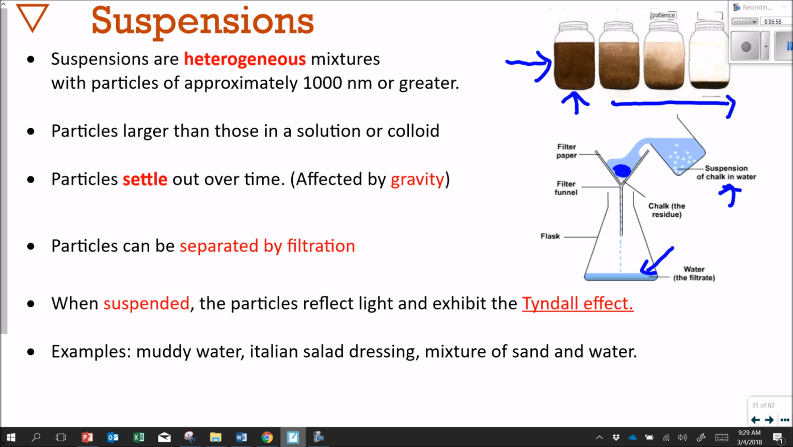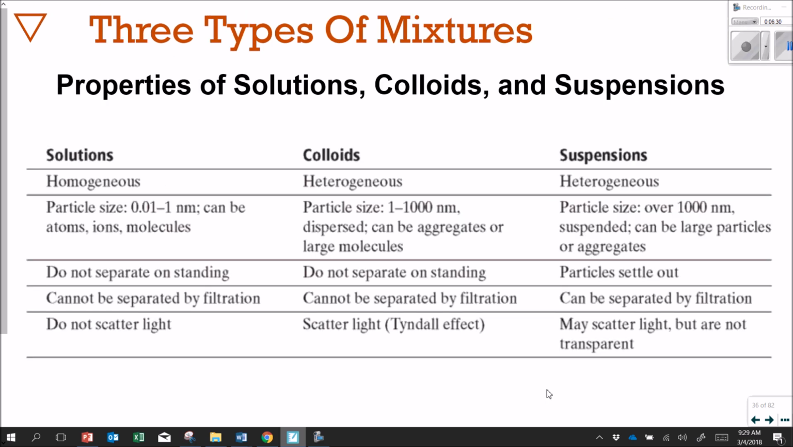So again here, if I shone light through this, it would scatter. But once the particles are settled out, Tyndall effect will not be observed above the settled particles. Some examples are muddy water, Italian salad dressing, a mixture of sand and water, and many more. This table summarizes the properties of solutions, colloids, and suspensions. Again, you can pause the video and take a look at that table.